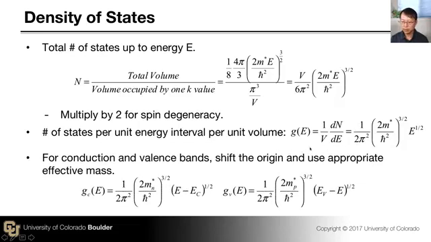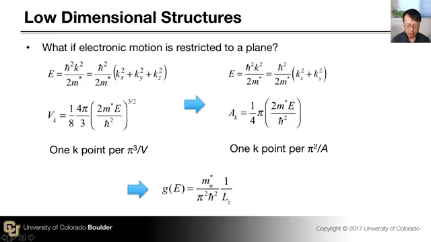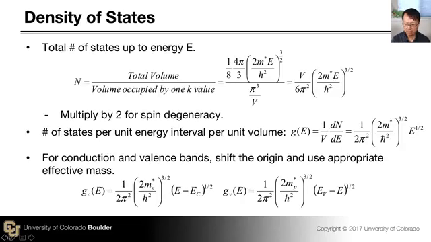Now, to apply these results to the conduction and valence band, all you have to do is substitute the effective mass for the conduction band electron here and the effective mass for the valence band hole here, and shift the origin of energy to the bottom of the conduction band and the top of the valence band. So these are the density of states for the conduction band here and the density of states for the valence band here.